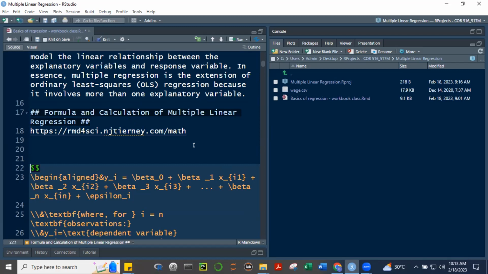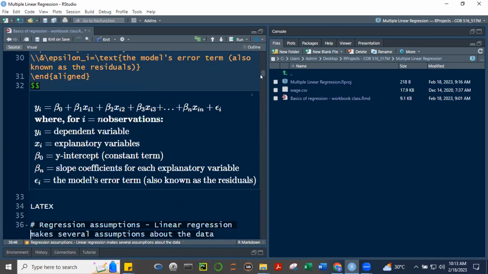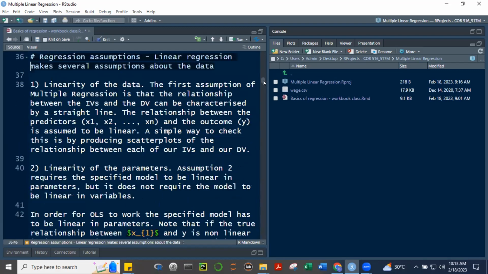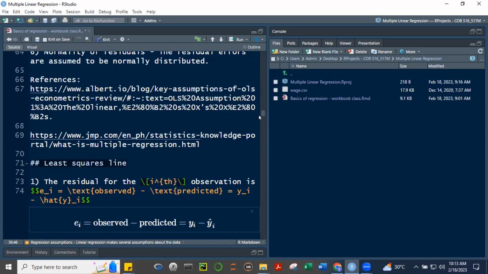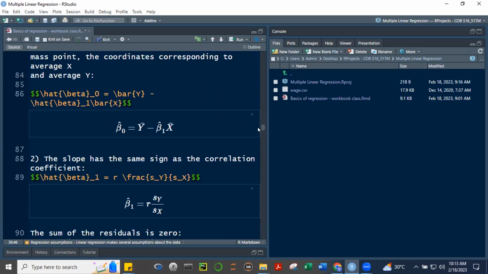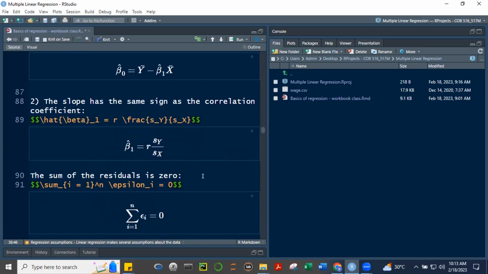Okay, let's move on, class. I want us to at least have a simple linear regression. By the way, this is related to what Robbie said a while ago. The slope has the same sign as the correlation coefficient.